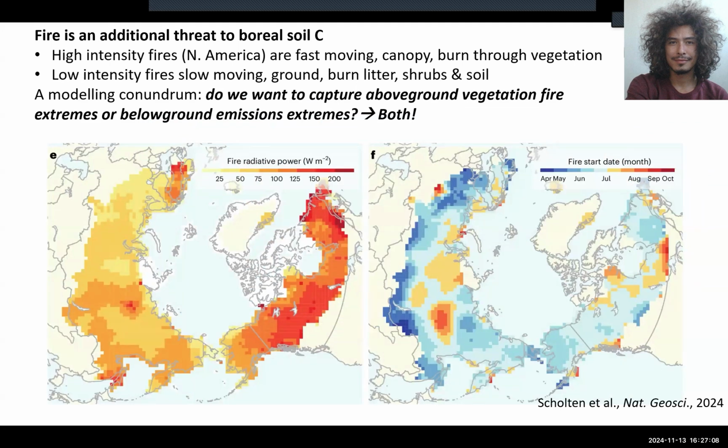So an additional complication is that in North America, in the boreal region, the fires tend to be very intense. So there's a lot of crown fire. They move very quickly, they burn a lot of vegetation, while in Eurasia, they tend to be sort of lower intensity ground fires, which also tend to have quite a larger impact on the soil. So basically, whereas in North America, you can sort of expect much higher emissions and vegetation loss due to extreme or fast-moving fire, you might expect more soil carbon loss in Eurasia because there's these kind of slow-moving ground fires.